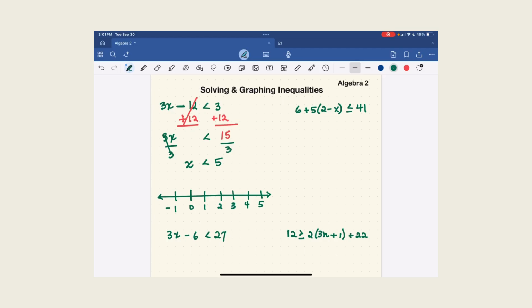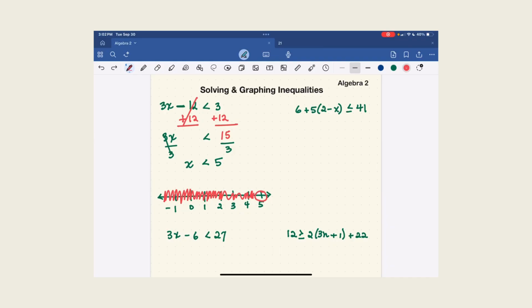infinite. Because we're using a less than symbol, we are going to use an open circle. This shows that 5 is the boundary, but it's not included in the solution. And we shade in all of the values that are less than 5. And this is what our graph looks like.